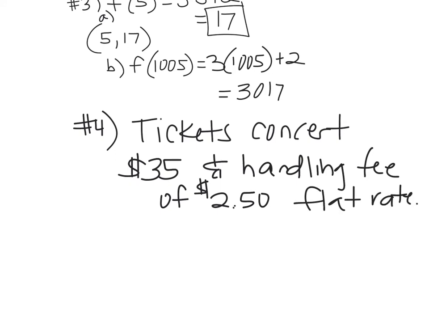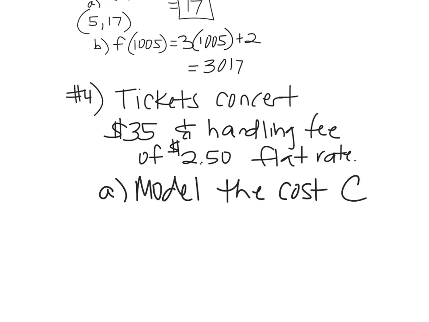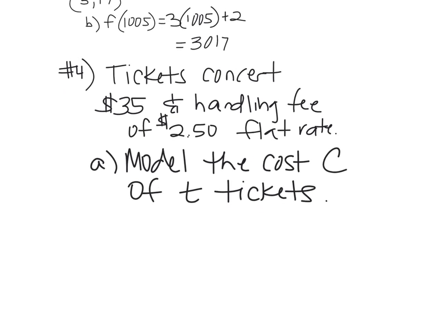So what we're going to do is we're going to model this as a function. So letter A, we're going to model the cost, and they're going to call it C of T tickets. If you don't like their variables, it's okay. I'm not picky. If you want to use X and Y all the time because you like it, that's fine. But this time they wanted us to use C and T, so I'll go ahead and do it.